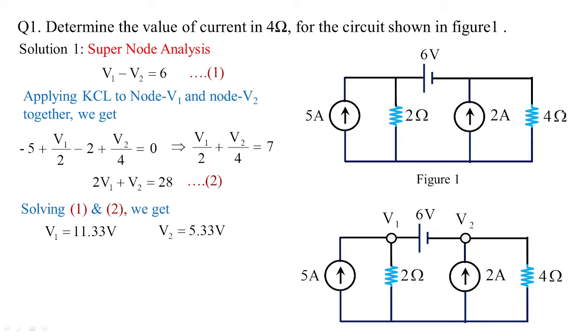What do we need to find out? We need to find the value of the branch current in 4 ohms. So I4 is equal to, according to Ohm's law, V is equal to IR, so I becomes V by R. V is nothing but V2 applied parallel to 4, so V2 by 4, which is 5.33 divided by 4, giving the value 1.33 amperes.